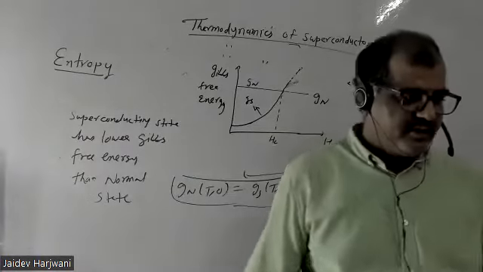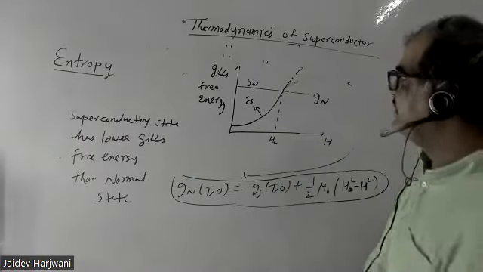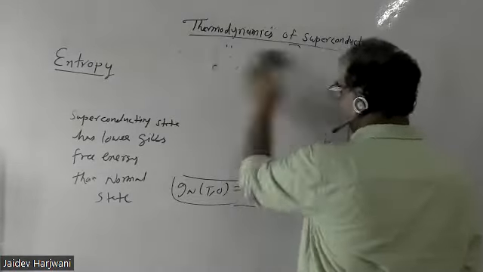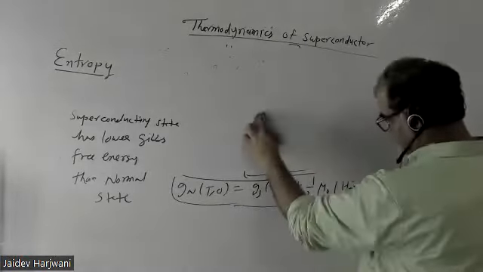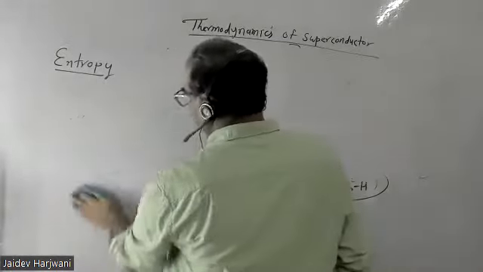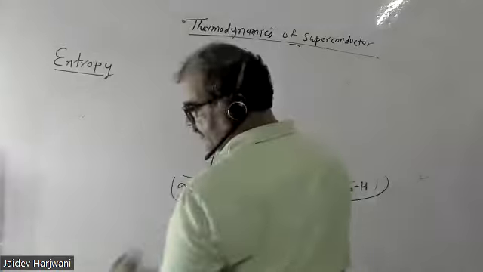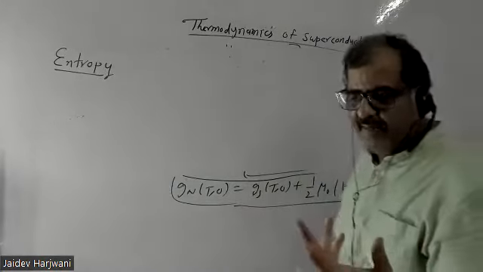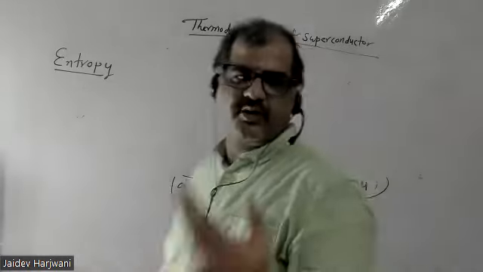If I have a given Gibbs free energy equation, how can I calculate the entropy? If I want to calculate the entropy of the normal state and superconducting state, how can I calculate it? The first order temperature differential of Gibbs free energy is called entropy.